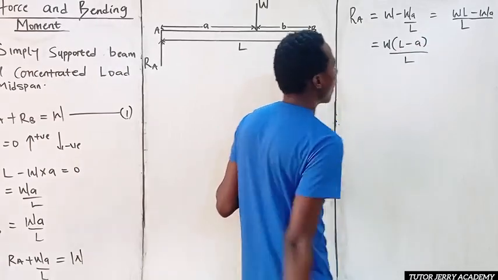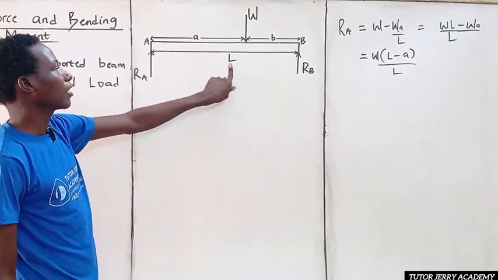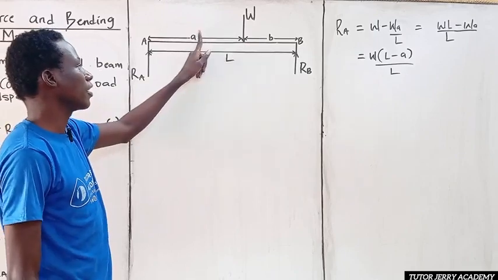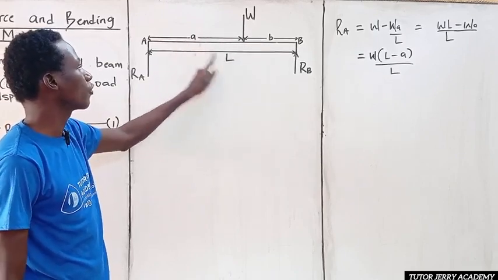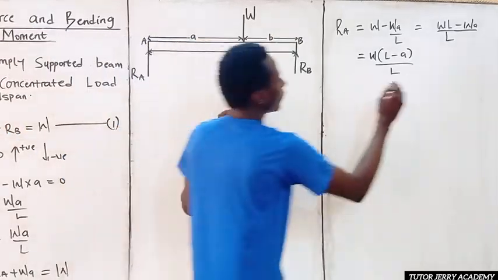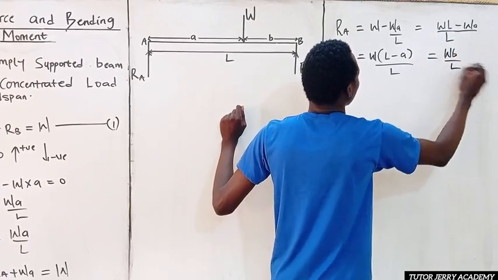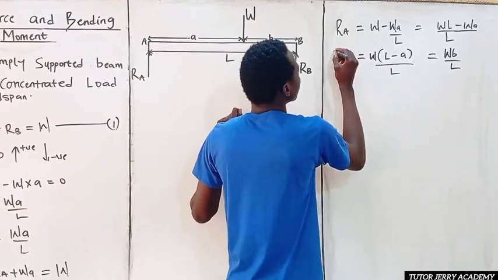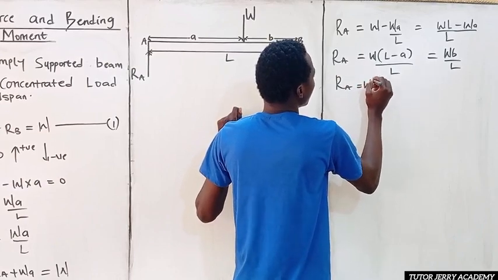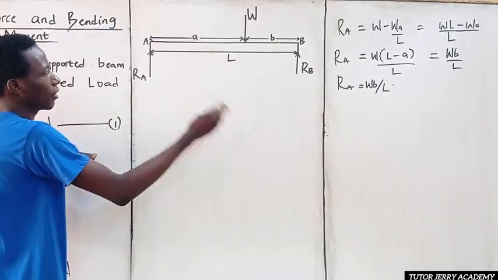Now, if you look at what we have here critically, the total length of this beam is nothing but L, and from here to here, we know it to be A. So if we subtract A from L, we are left with B. So L minus A is nothing but B. If we replace that here, this equals W B all over L. So our RA is equal to W B all over L.